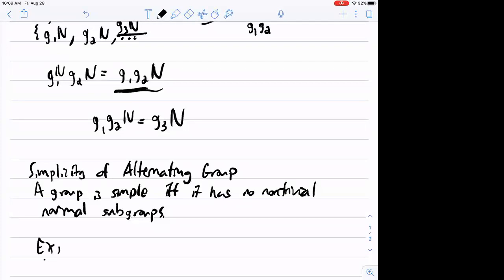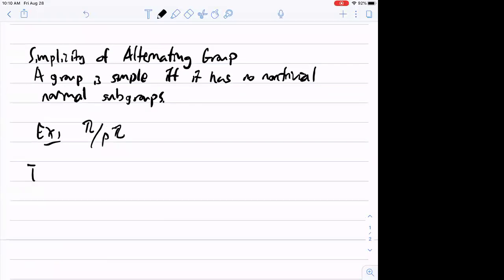So for example, you have the famous examples Z mod pZ. In fact, this thing is even better. Forget normal, it doesn't really have any non-trivial subgroups. It's either the identity, which is 0, or the whole group, because every element coprime to p, which is 1 to p minus 1, generates the whole group. And there's a theorem in your book that says that A_n for n greater than or equal to 5 is simple.